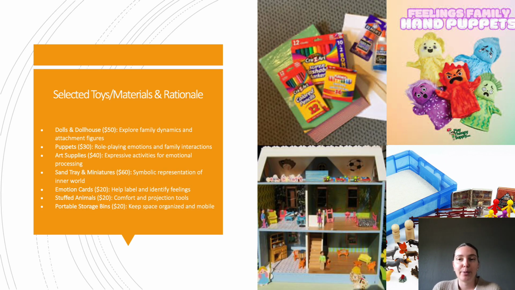So using a $300 budget, I selected key therapeutic tools, which include dolls and a dollhouse to help explore family dynamics, puppets for role-playing emotions, and art supplies for any kind of creative expression. Sand trays can be utilized with their miniatures for symbolic storytelling, and then also potentially emotion cards to expand emotional literacy and the vocabulary of the child, and also stuffed animals for comfort, and storage bins to help with organization. Each of these items was carefully chosen to help support emotional expression and relational repair within the child in the therapeutic space.